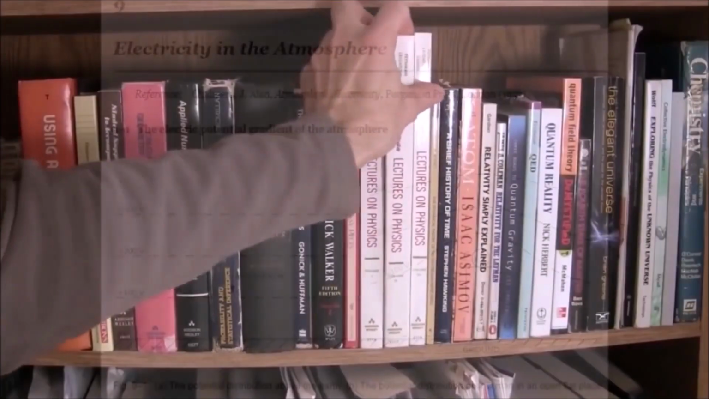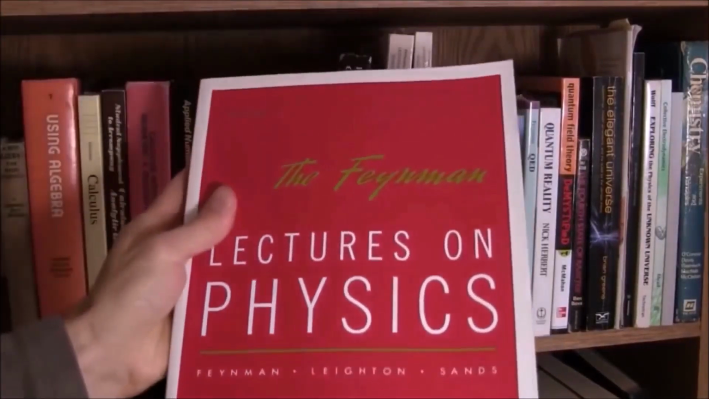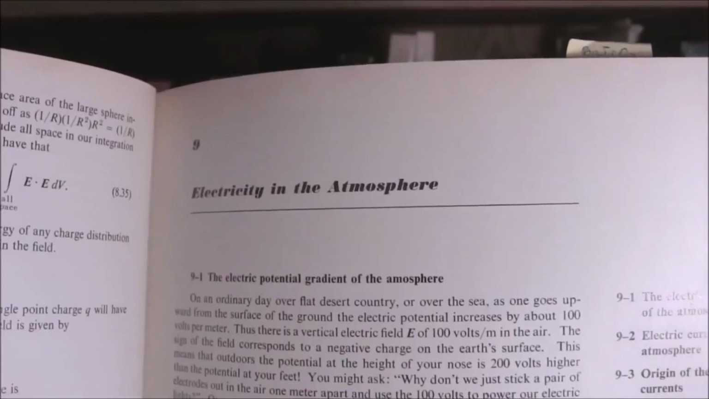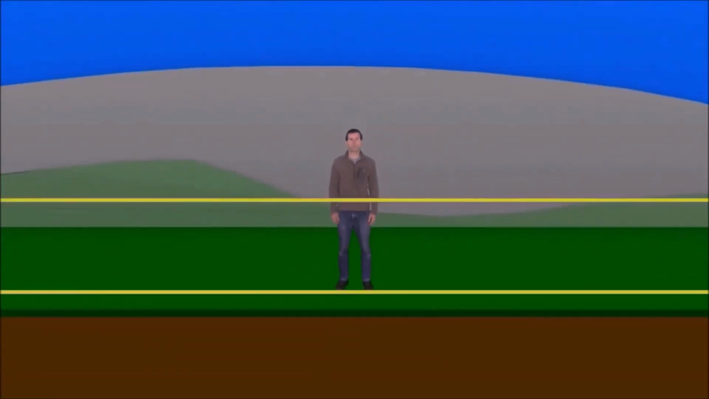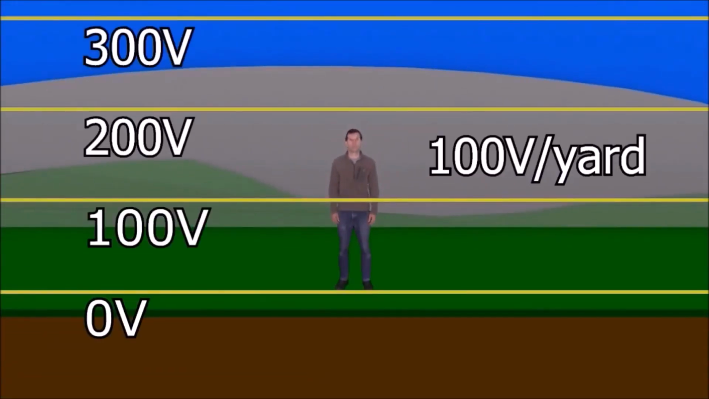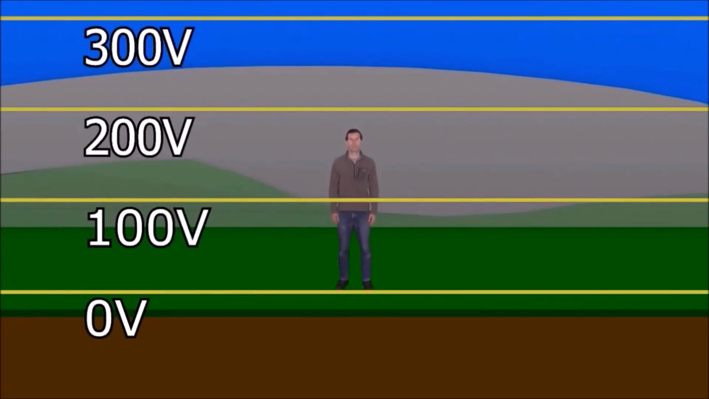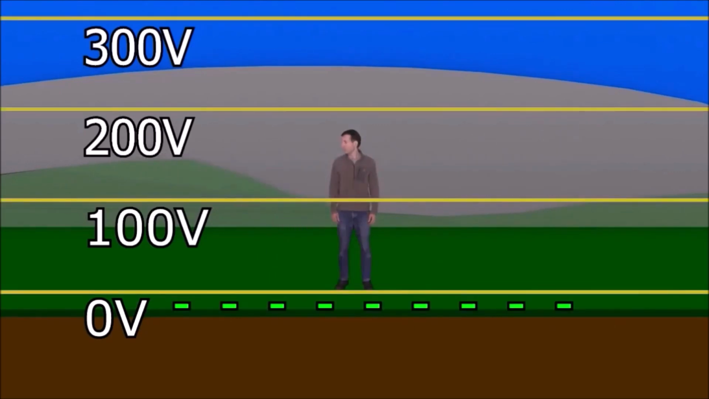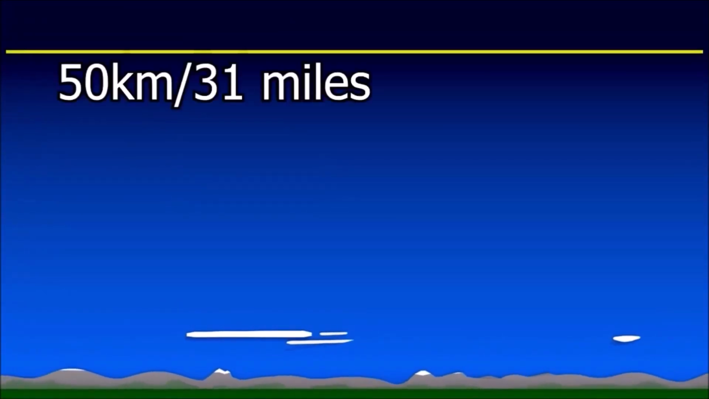Much of the following explanation is adapted from Nobel Prize-winning physicist Richard Feynman's lecture on physics, a section called Electricity in the Atmosphere. For every meter you go up in the air, the voltage increases by around 100 volts, or we could say around 100 volts per yard. We can draw these voltage increases using what are called equipotential lines. Notice that the ground is negative and the sky is positive with respect to each other. According to Feynman, this extends upward to 50 kilometers, or 31 miles.